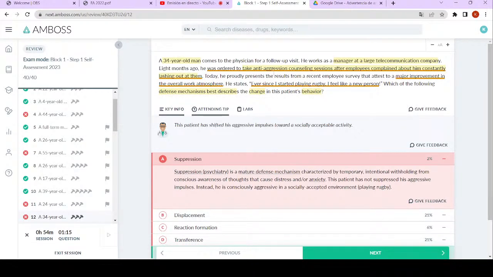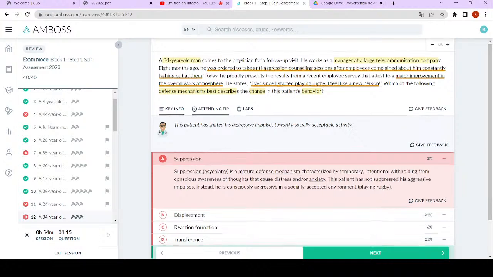A 34-year-old man comes to a physician for a follow-up visit. He works as a manager at a large telecommunication company. 8 months ago, he was ordered to take an anti-aggression counseling session after employees complained about him constantly lashing out at them. Today, he proudly presents the result of a recent employee survey to attest to a major improvement in the overall work atmosphere. He states, "Ever since I started playing rugby, I feel like a new person." Which of the defense mechanisms best describes this change of behavior in this patient?